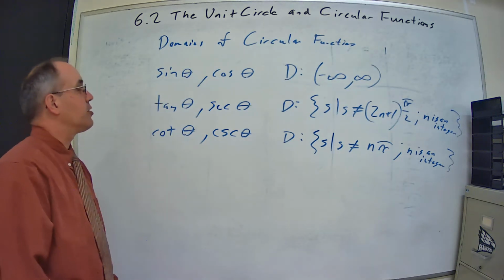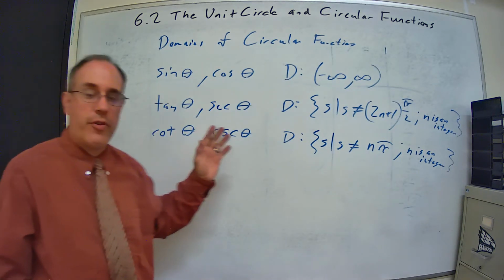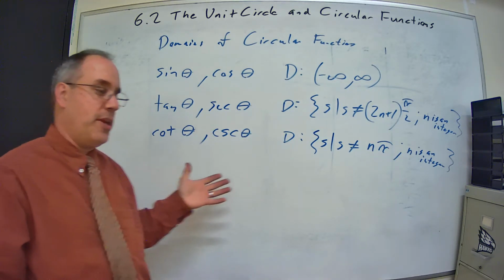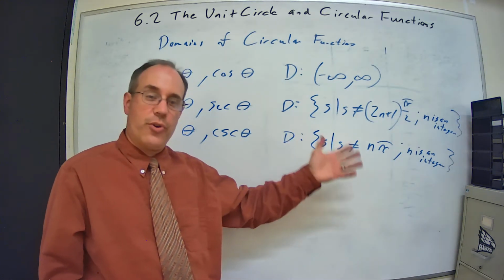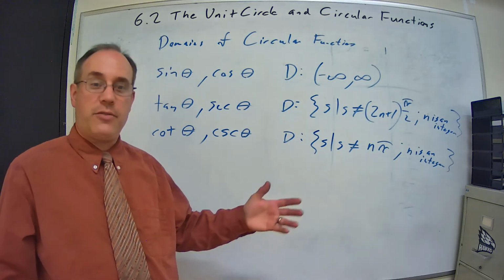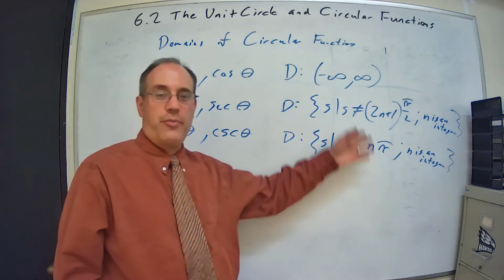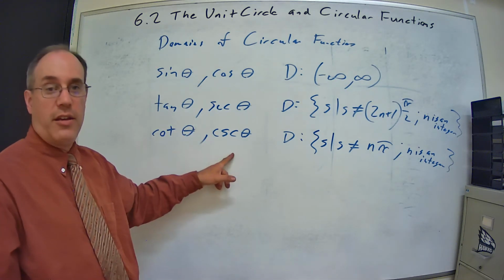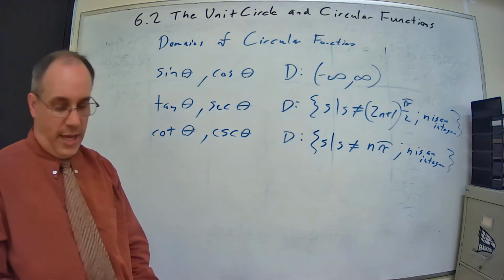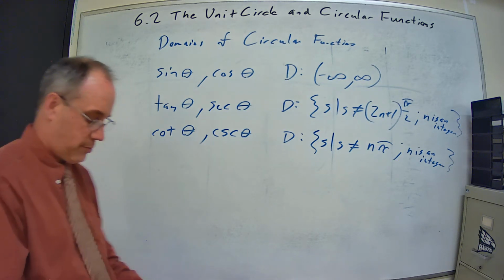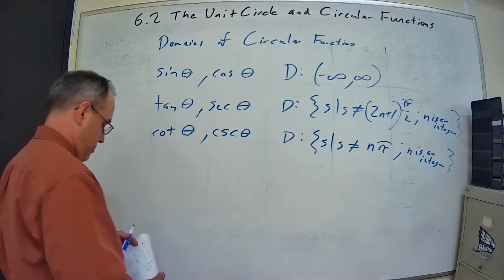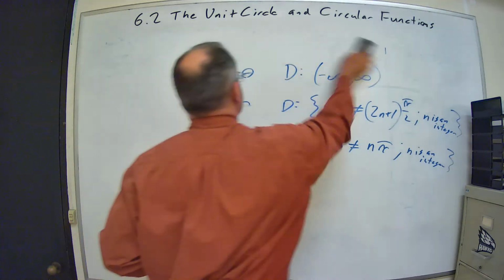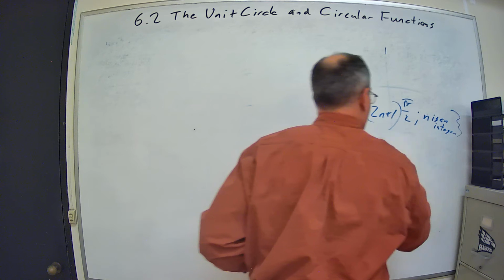So there we go. That gives us our domains, and this will become very important when we're graphing trigonometric functions, to realize that we have these domains, and so we're going to run into asymptotes at certain points when we're dealing with tangent, secant, cotangent, and cosecant. So really handy to keep that in mind. Okay, we get that out of the way.